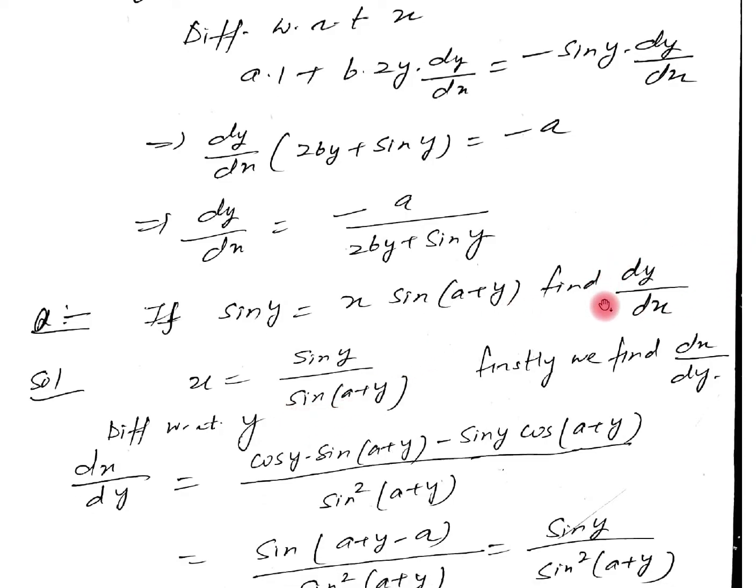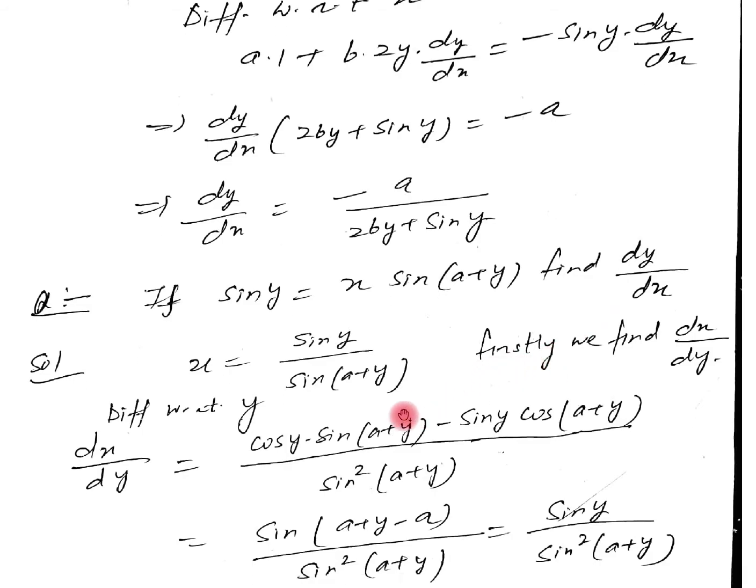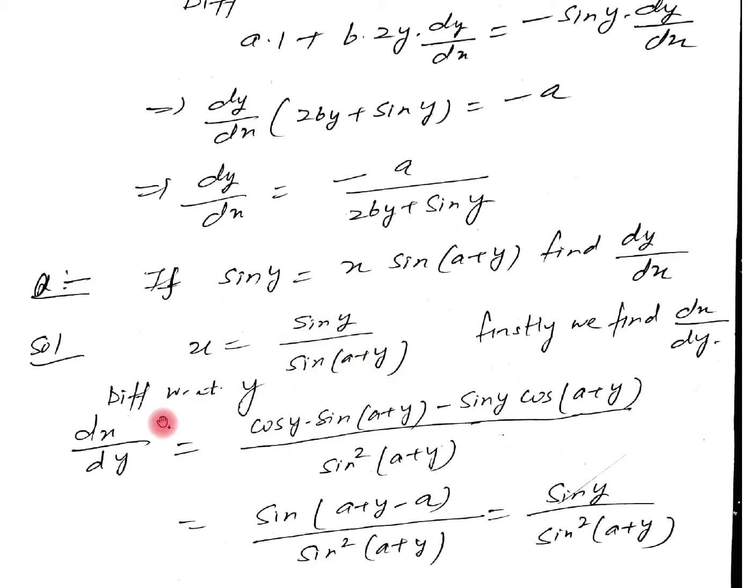But we have to find dy by dx. Here in this question, we first find dx upon dy. It means we are differentiating with respect to y, because differentiation with respect to y is easy, as x is here in terms of y. Differentiating with respect to y, dx upon dy, again using the quotient rule, it can be written as sin square(a plus y) in the denominator. The derivative of sin y is cos y into sin(a plus y), minus sin y, again the derivative of sin(a plus y) is what? Cos(a plus y).